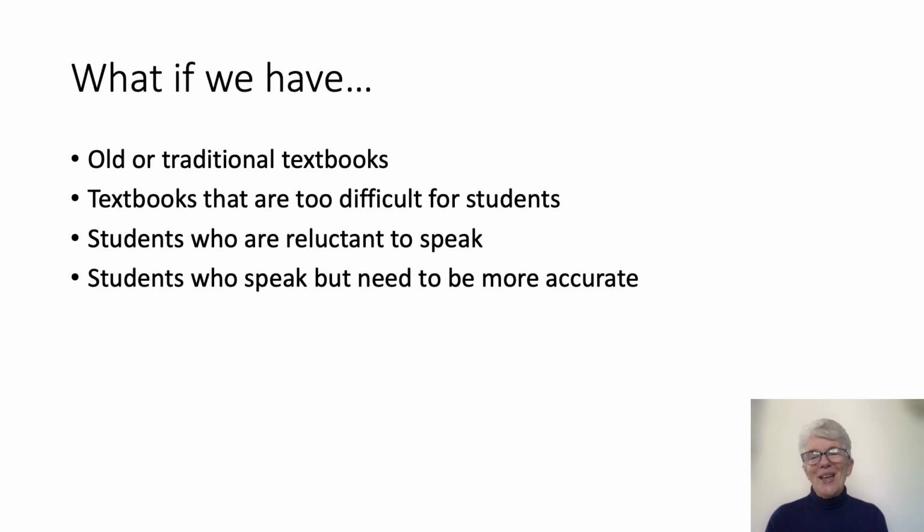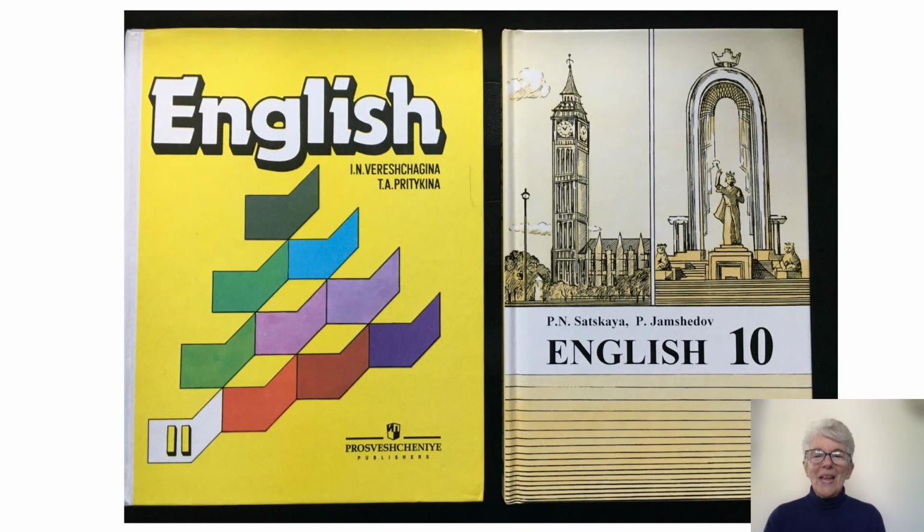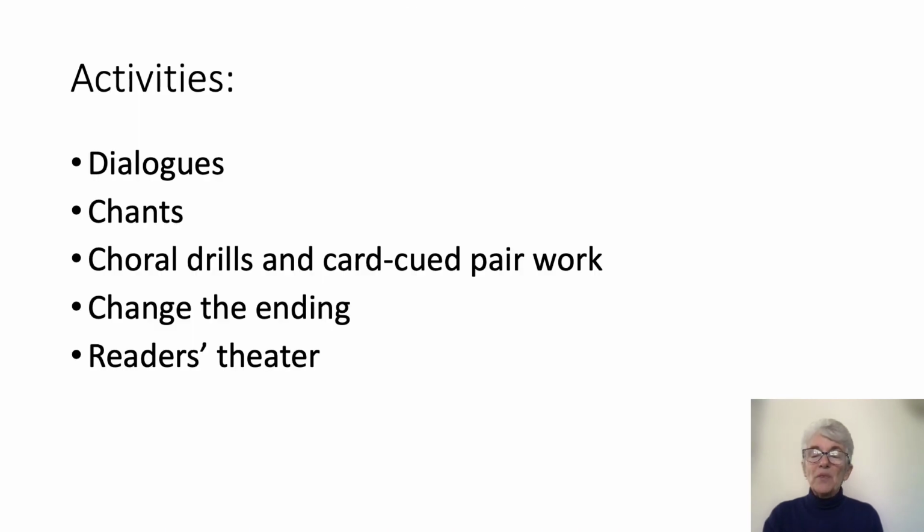But even if you have excellent new textbooks or great students, you can still use the activities I'm going to describe. I've chosen examples from these two textbooks. The first is for primary grades, the second for secondary. I found them in Tajikistan, but they're typical of books I've seen in many parts of the world. I'll be describing 5 types of activities.